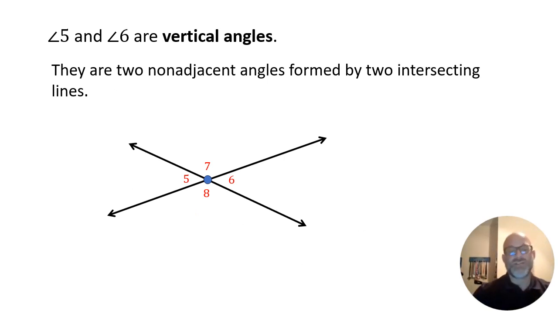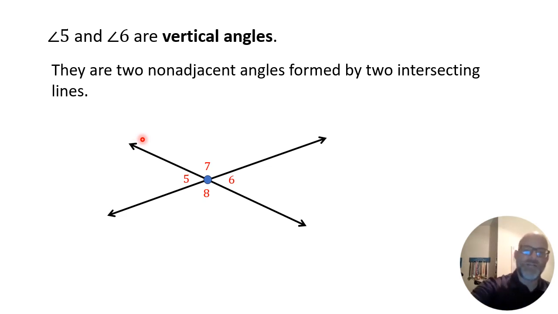Angles 5 and 6 are vertical angles. Vertical angles are two non-adjacent angles formed by two intersecting lines. The only way to get vertical angles is to cross two lines and you get an intersection point. The angles that are opposite from each other, like angles 5 and 6, or angles 7 and 8, are called vertical angles. They're always congruent to each other.